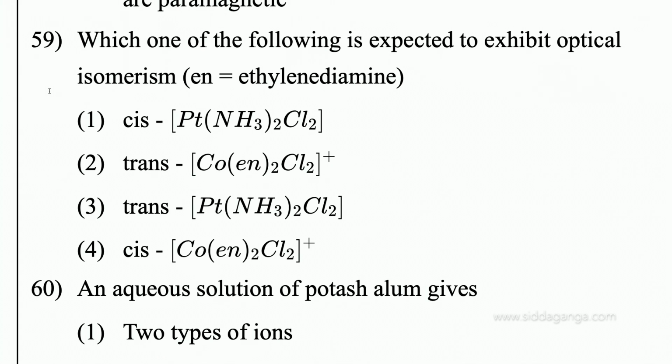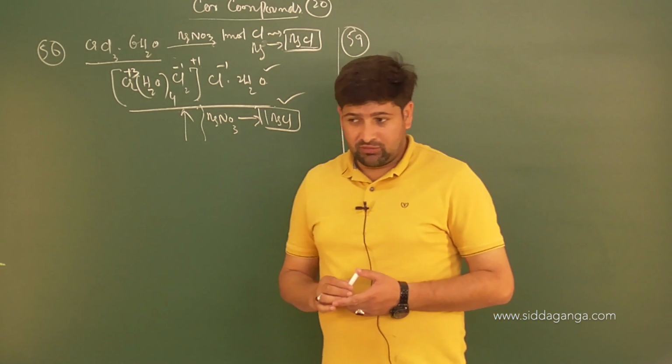Cis-Pt(NH3)2Cl2 will not show it because it is a square planar molecule, right? With dsp2 hybridization, it is square planar, and square planar complexes do not show optical isomerism. Trans will not exhibit optical isomerism either. So option 4 will be the correct option. Next question. Question 60. What's it asking?